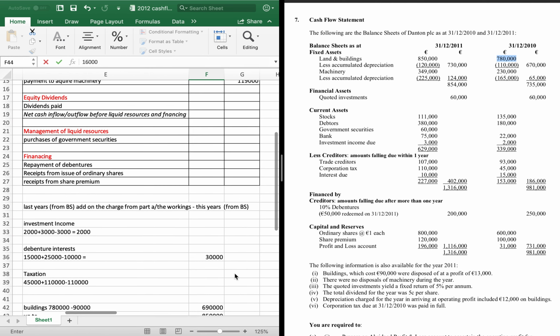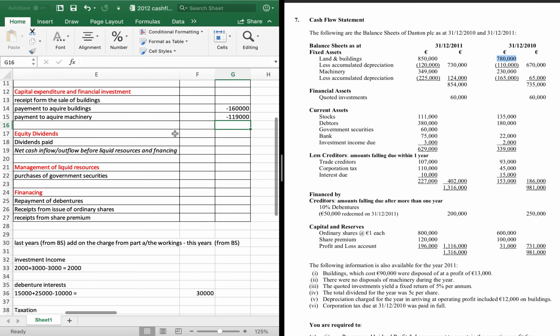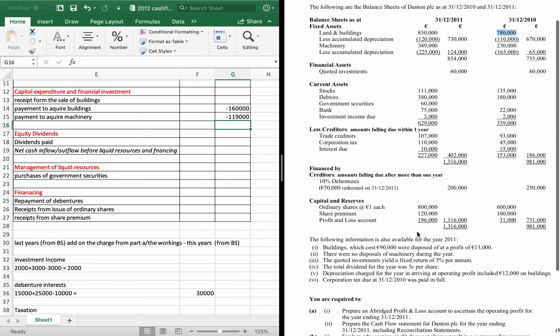So our payment to acquire buildings is 160. Obviously it's a payment, so it's a minus. Okay, we're running out of cash. Sorry, that was a minus as well. So that just leaves us with the receipts of our assets. Now, it tells us that there was no disposal of machinery, so there can't be any receipt.